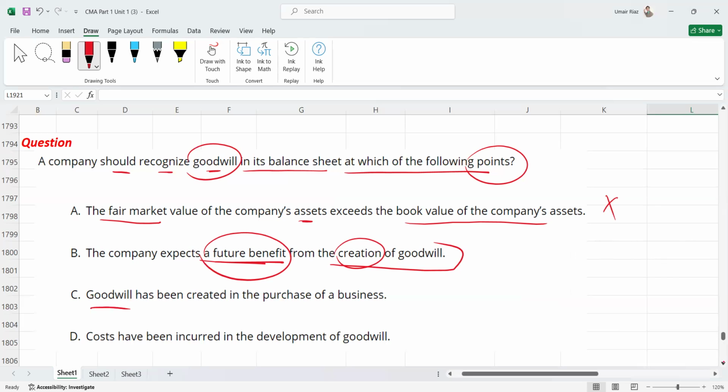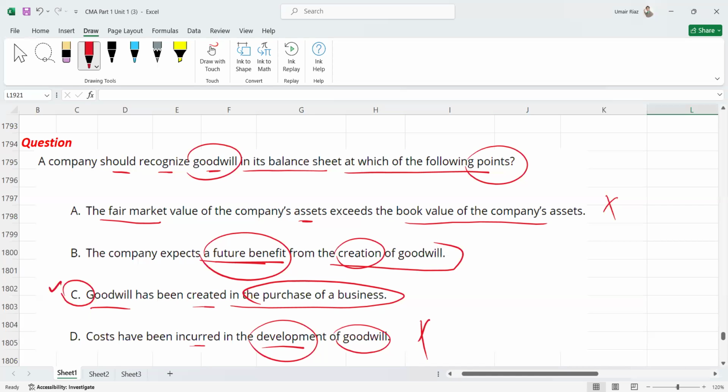Then goodwill has been created in the purchase of a business. Yes, this is business acquisition, right? Business combination, I told you, is a transaction in which one company will acquire the control of another. So actually this is the answer. Goodwill will be recognized only in case of purchase of the business. Then costs have been incurred in the development of goodwill. Guys, please remember, internally developed goodwill we never recognize, right? So whatever cost you have incurred. Okay, so answer C is the correct answer.